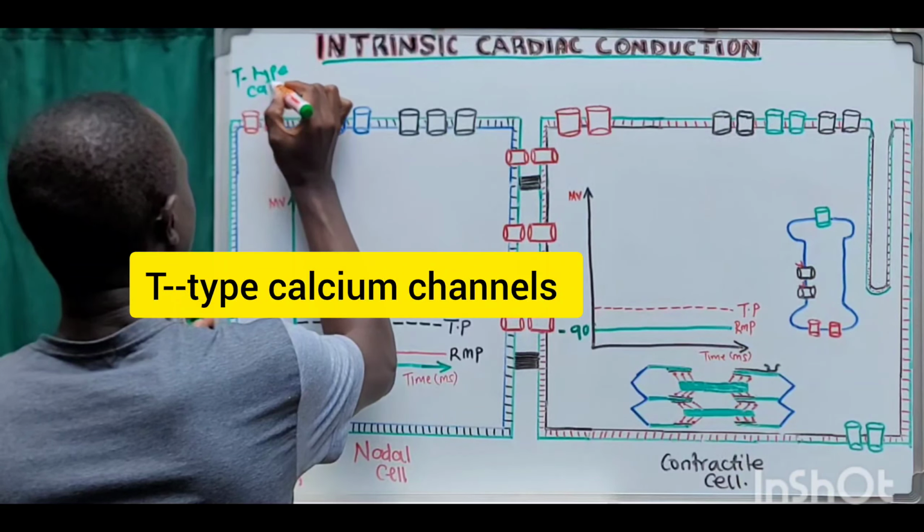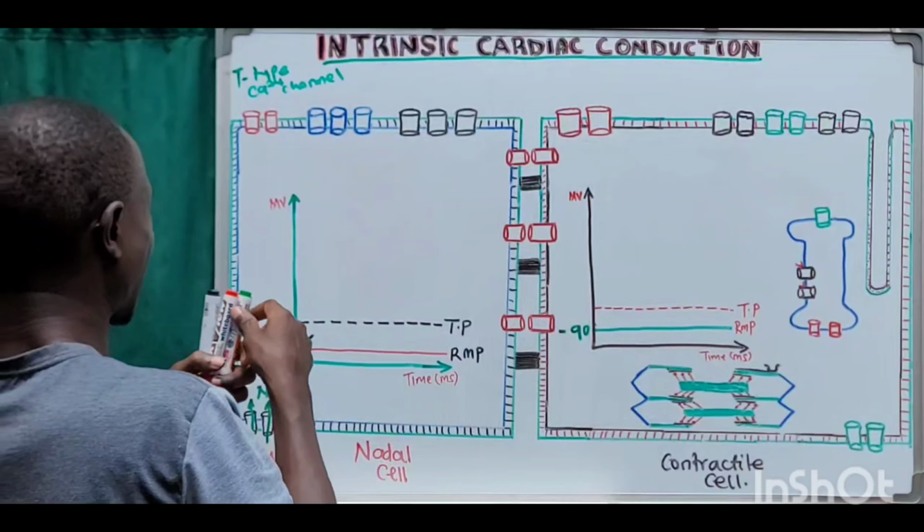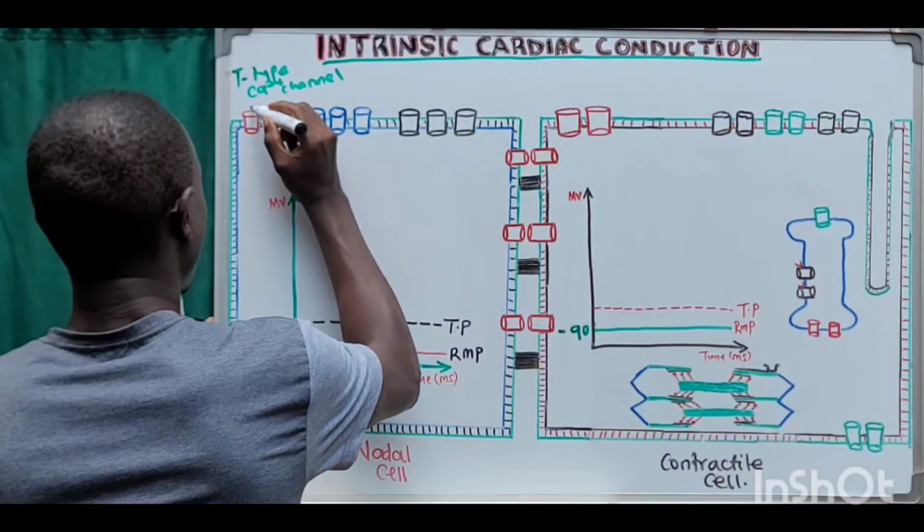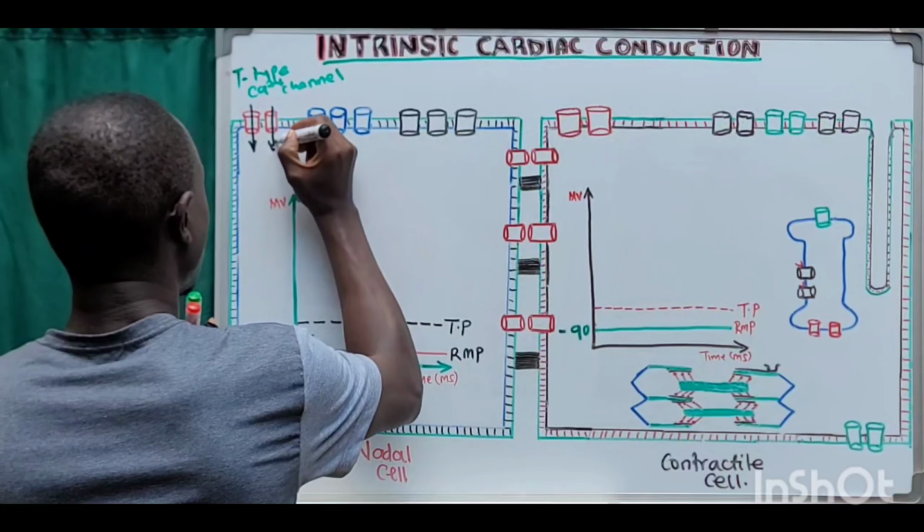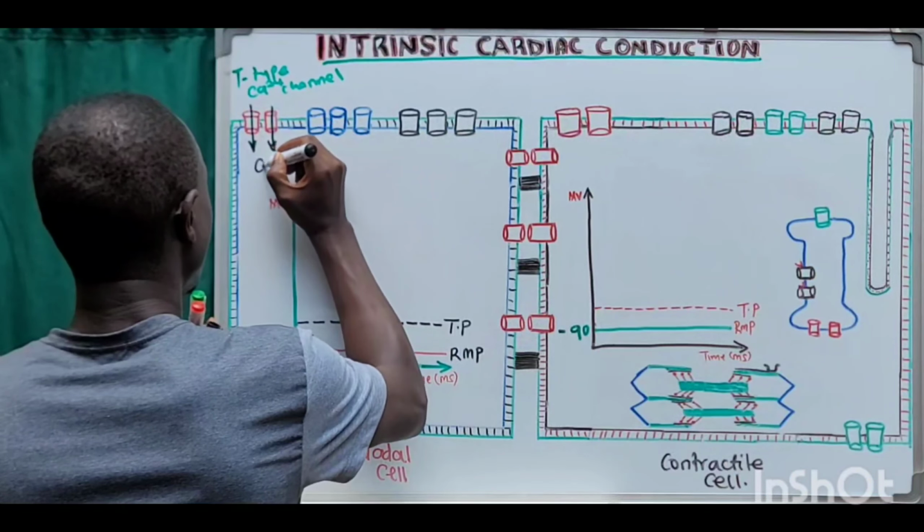When we talk of T-type, it means transient. It opens for a brief moment of time, and that's what is called the T-type calcium channel. When they open as the membrane reaches around negative 55, some calcium starts entering this cell. The entry of calcium through the T-type calcium channels moves the membrane potential from negative 55 millivolts up to the threshold.